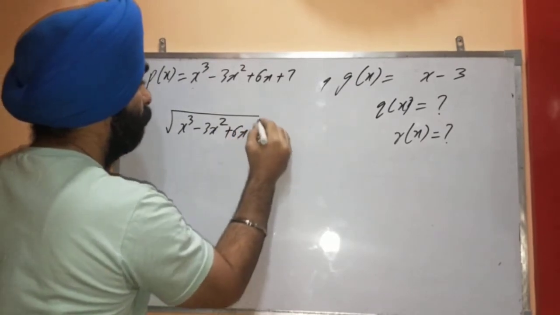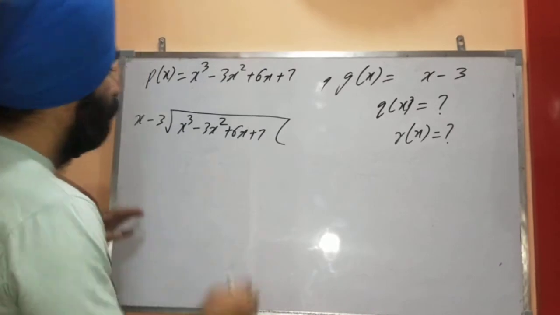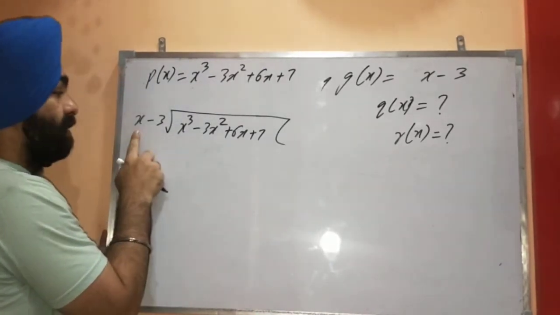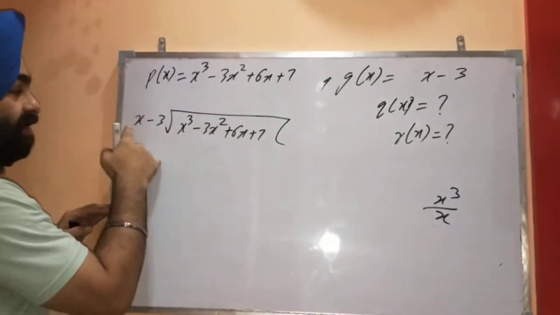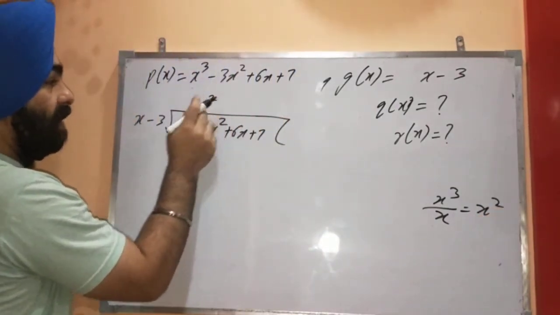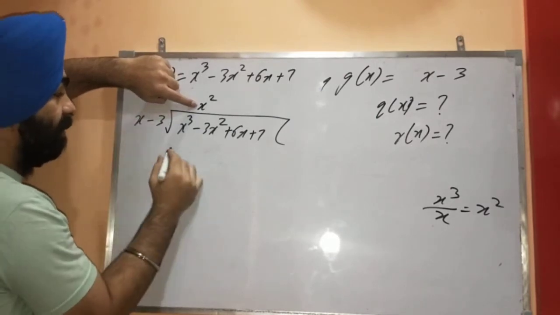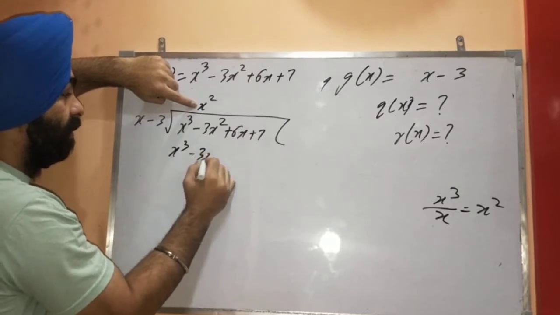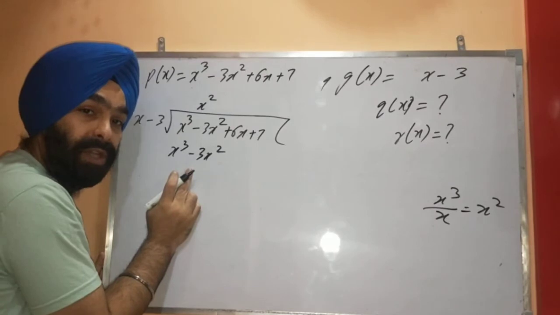So I have written the dividend here, and outside, here, I am writing the divisor. Now how to divide? We will divide the first term of the dividend with the first term of the divisor, which is x cube by x. So x cube by x is x square. So that means the first part of the quotient will be x square. Now x square will be multiplied with x. We will get x cube, then x square multiplied by 3x, so we will get minus 3x square.